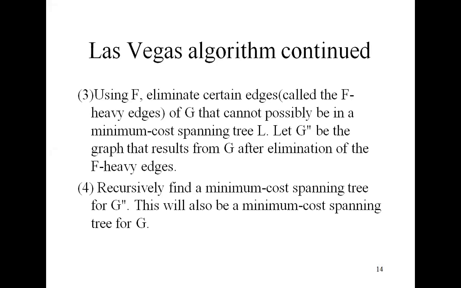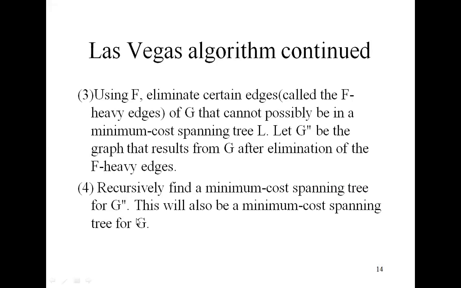Now let G double dash be the graph that results from G after elimination of the F heavy edges. That means we are constructing a graph G double dash, in which all the F heavy edges, that is the more expensive edges, are removed. Then recursively find a minimum cost spanning tree for G double dash. This will also be a minimum cost spanning tree for the original graph G.